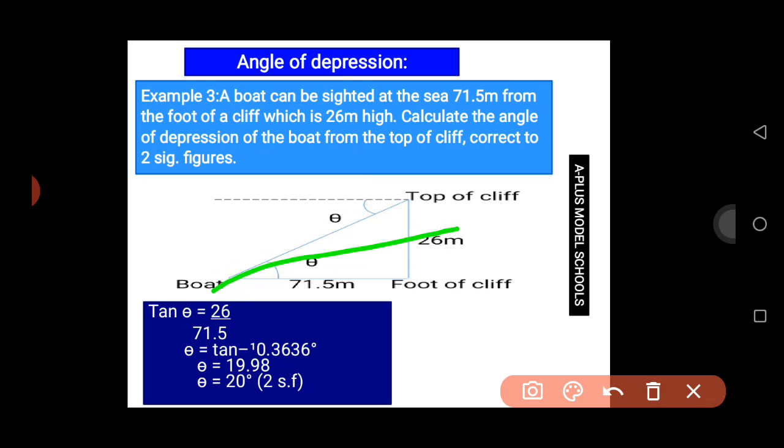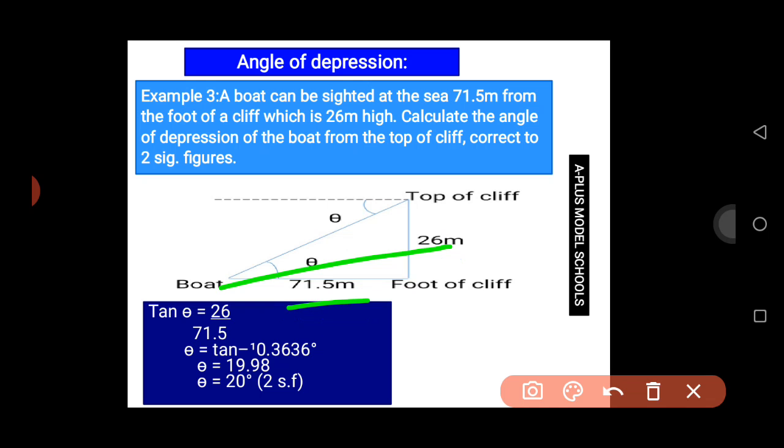For me to look for the angle, I will check the sides that I'm given. Here I'm given my opposite, which is 26, and my adjacent, which is 71.5. The trig ratio that speaks about opposite and adjacent is tan, which is opposite, 26, over 71.5 meters. When you take your calculator and divide 26 by 71.5, you get 0.3636.